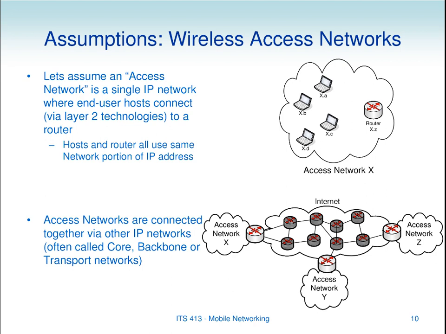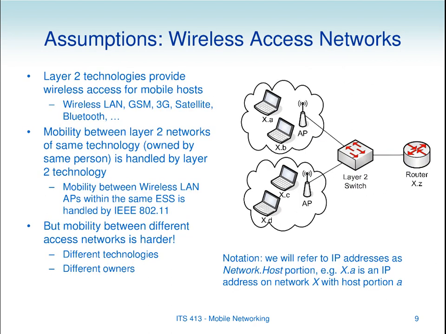Some more assumptions. Let's simplify our view of the internet. Let's go back a slide. Here's my simple wireless LAN, two access points, a switch and a router. This is all one subnet. Let's call it subnet X. And it's attached to a router that also has an IP address. Our internet is made up of multiple subnets joined together via routers.